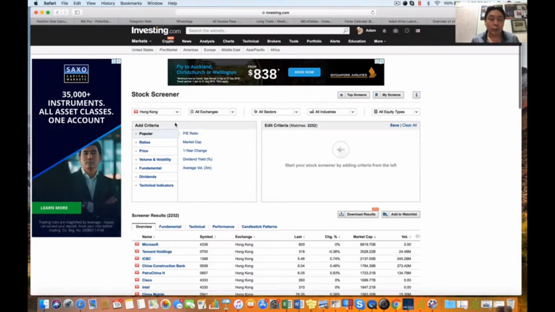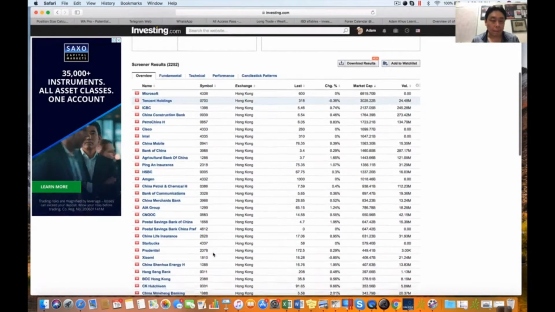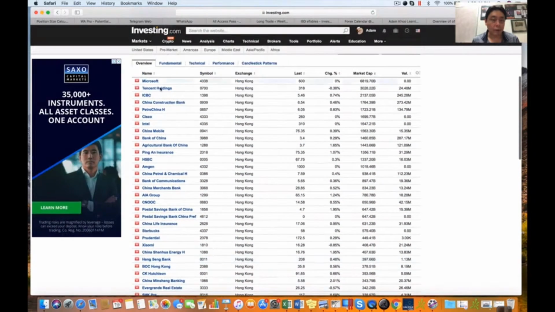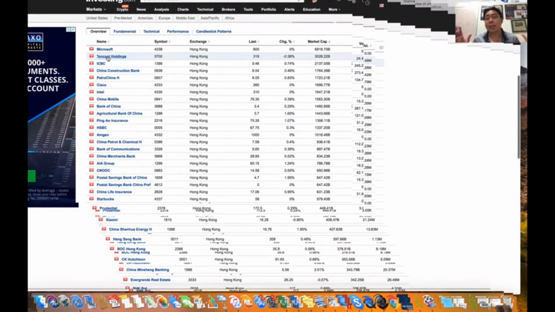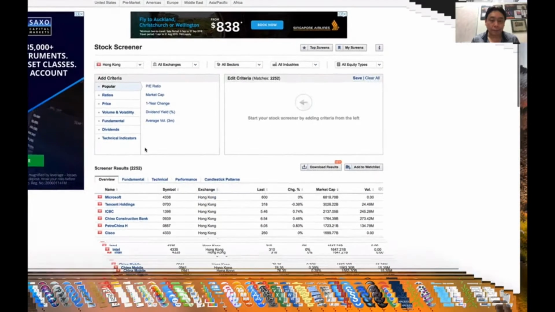So you can see that in the screener, there are altogether 2,252 stocks listed in Hong Kong. And of course, companies like Tencent, one of the largest companies in the world right now, Bank of China, China Mobile. So you could use the screen over here, and again, you could screen for PE ratio, market cap, 1 year change, dividend yield, and average volume. All of which to me are not that important actually.